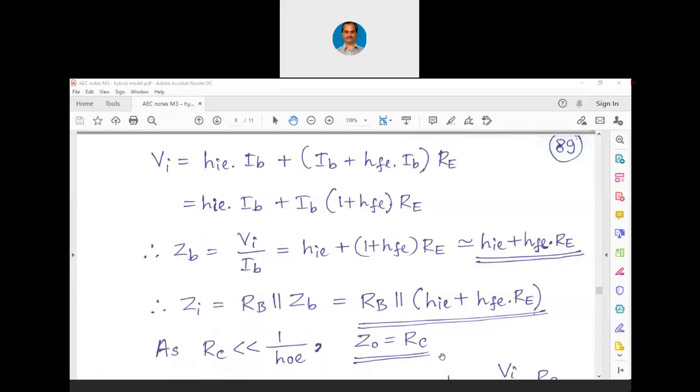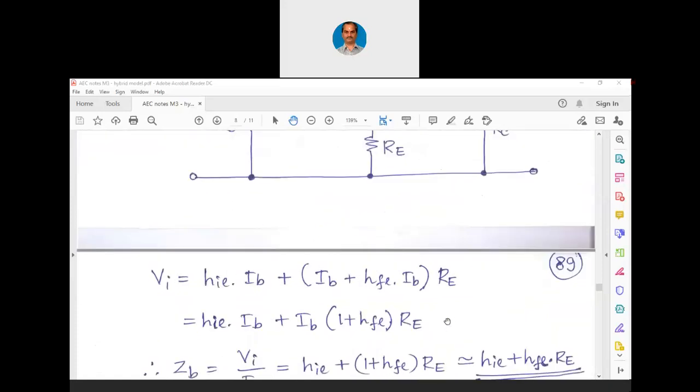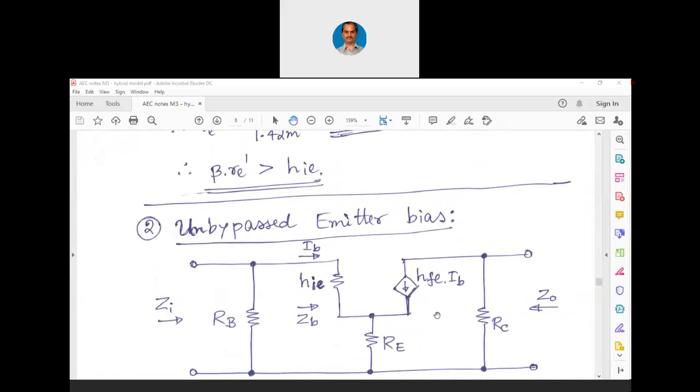Otherwise, Z0 has to be RC in parallel with 1 over HOE. So my question is, why did we ignore this network when we are computing Z0? Is it not that it is RC in parallel with, we should find out this ZC, just like we found out ZB, should we not find out ZC here, considering this HFE, IB and RE? Any answer?